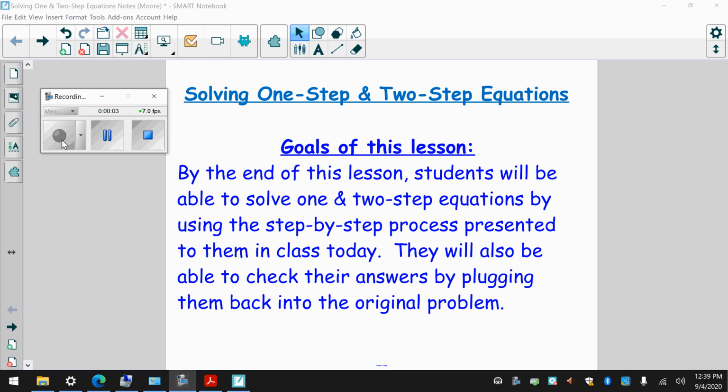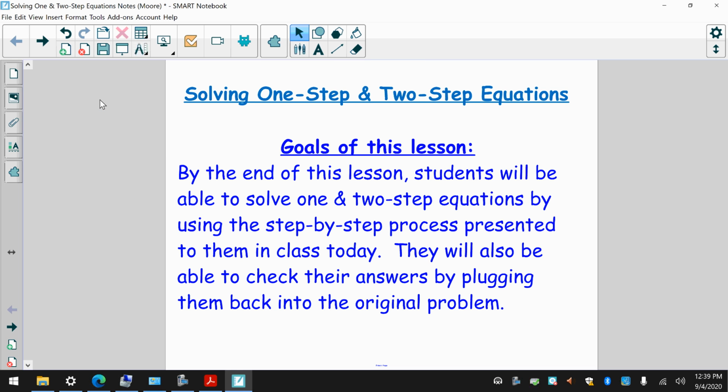Solving 1 and 2-step equations. The goals of this lesson are, by the end of the lesson, students will be able to solve 1 and 2-step equations by using the step-by-step process presented to them in class or in your video. They will also be able to check their answers by plugging them back into the original problem.